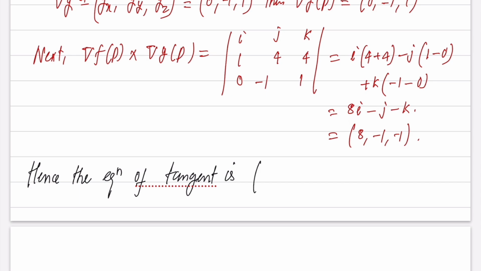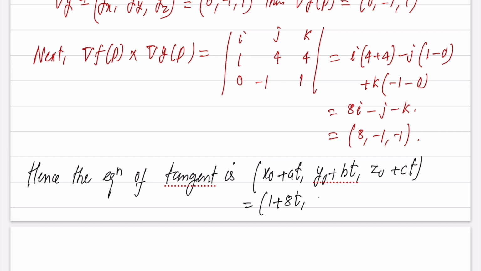Hence the equation of the tangent is x naught plus at, y naught plus bt, z naught plus ct. Now x naught is equal to 1 and a is equal to 8, so this is 1 + 8t. y naught is 2, b is equal to -1, so it is 2 - t. And again here 2 - t. So this is the required equation of the tangent.